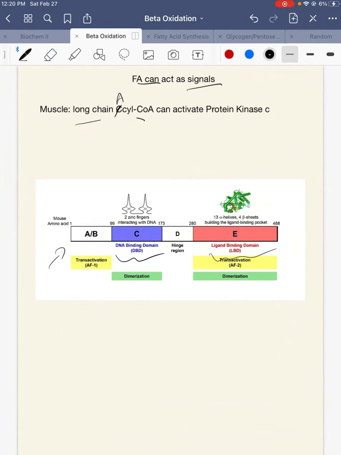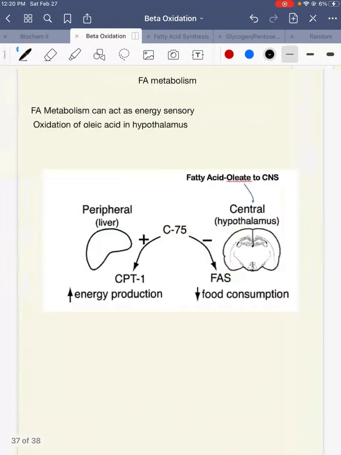So it can also bind PKC, which is an enzyme activated in the G protein coupled receptors. It's one of the pathways that G protein coupled receptors can activate. So just know that fatty acids can act as signals. They can also act as energy sensors.